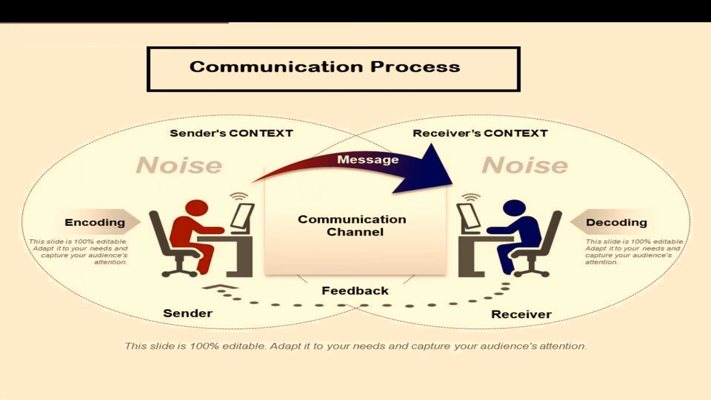The communication process, as you see in this figure, is explained clearly. First, we start with the sender of a message, and then there is another part, the receiver. He receives the message, and around him there is noise, and there is another process, which is the feedback.